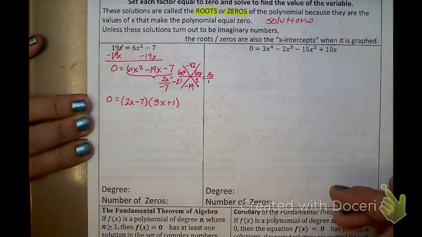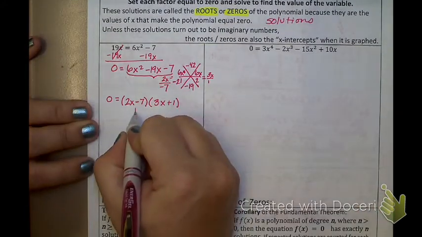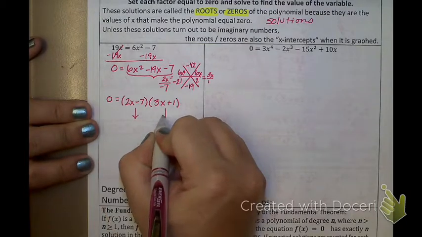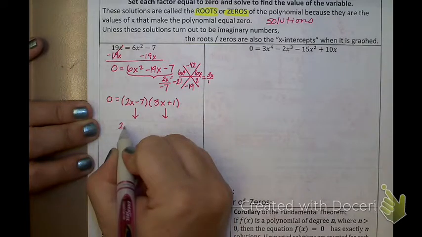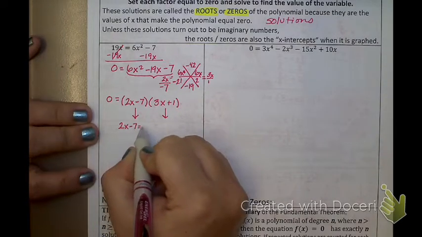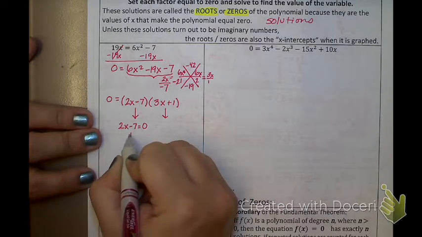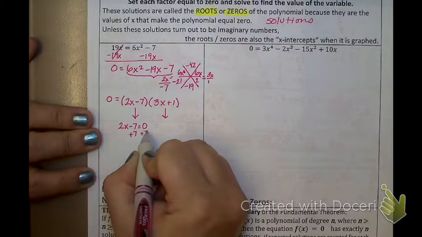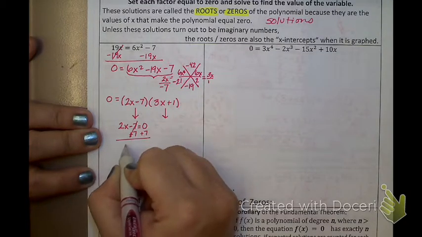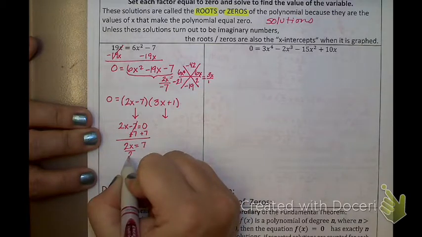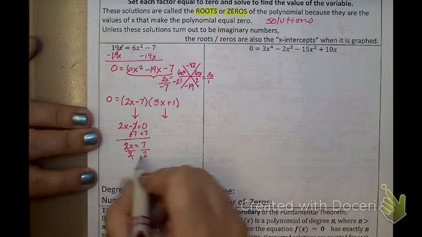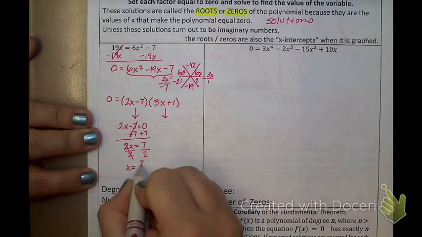Now that part, other than the equals 0 part, that should be a review from last chapter. What changes here is what I'm going to do with these parentheses now. I'm going to take each of these parentheses and I need to individually set them equal to 0. And as I solve them, 0 plus 7 is 7. I'm going to get an answer. X equals 7 over 2.